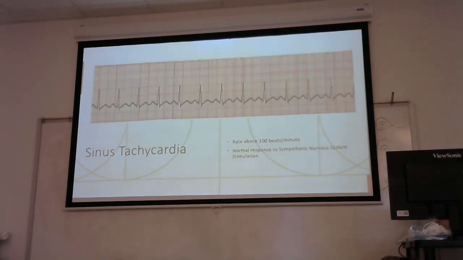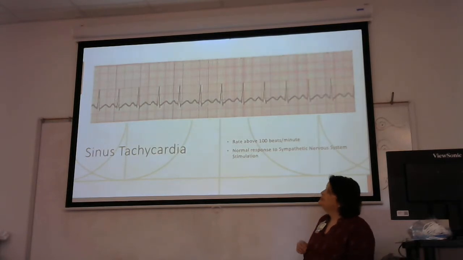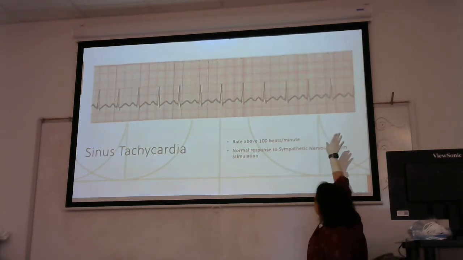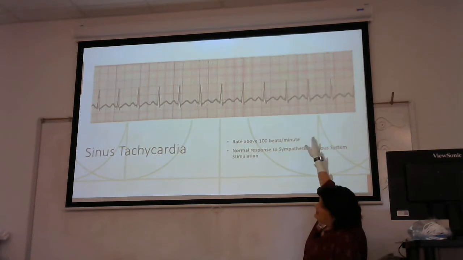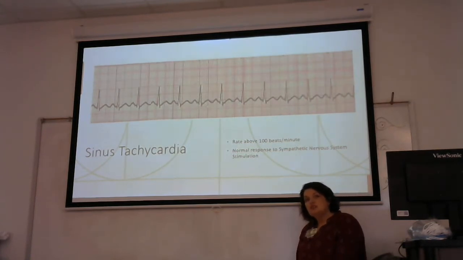Then remember, we go and look at those P waves. What you notice is you have a P wave before every QRS, and they're similar in appearance. Then when you look at your PR interval, you'll notice it's consistently the same. And your QRS complexes are all similar in appearance and within the parameters. The only thing that's wrong here, guys, is it's just too fast, okay?